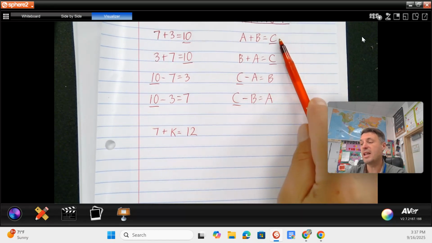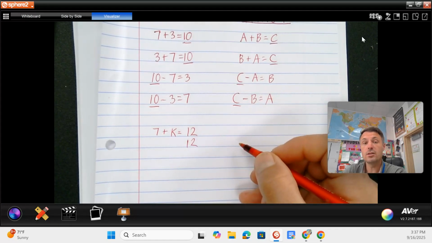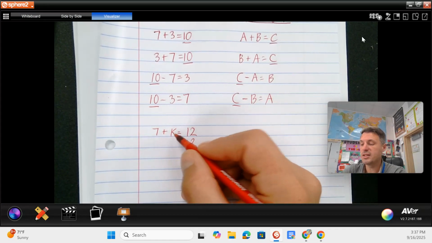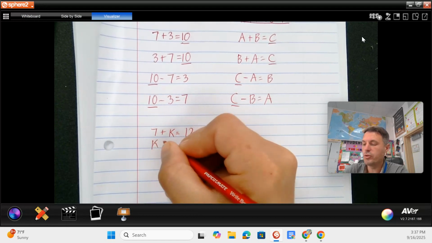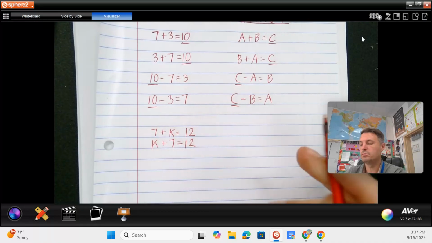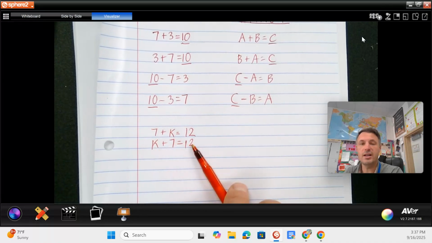Well, when you're adding, the answer stays in the same spot. So 12 stays in the same spot. And what switches places? The 7 and the k. So if it's true that 7 plus k equals 12, it's also true that k plus 7 equals 12. Now that doesn't really help us because the k is still not on the right side of the equal sign.